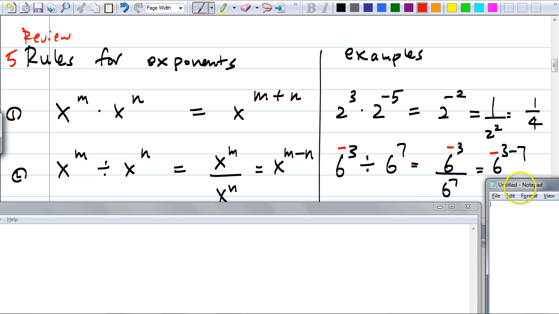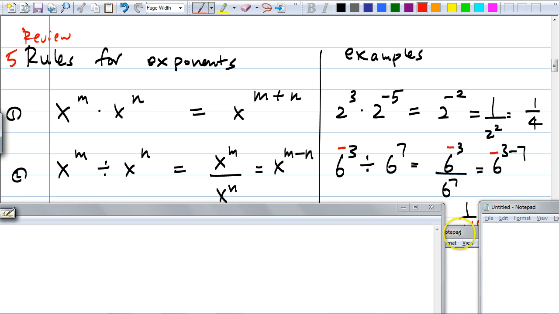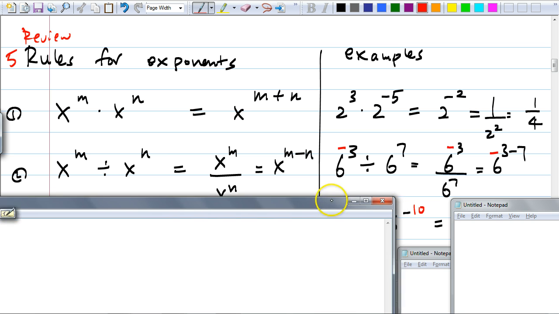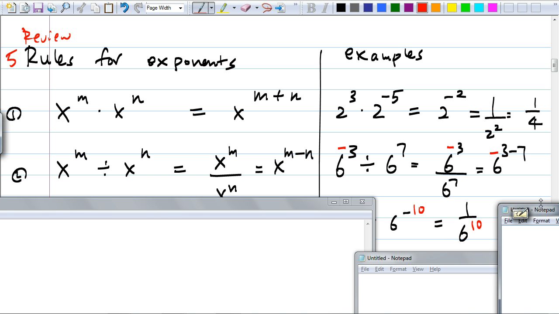Negative 10. Be careful, guys. This is why I want you to be careful with these. It's very simple, but people, instead of getting the correct answer, put like 6 to the 4th or 6 to the negative 4th. That's wrong. Negative 3 minus 7 gives you negative 10, does it not? Be careful. Don't make that silly mistake. Okay, so of course we can't leave it this way. We cannot have a negative exponent. And so the answer is 1 over 6 to the 10th power. Okay? All right, are we good?